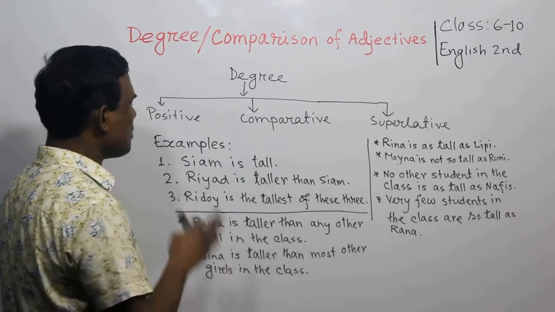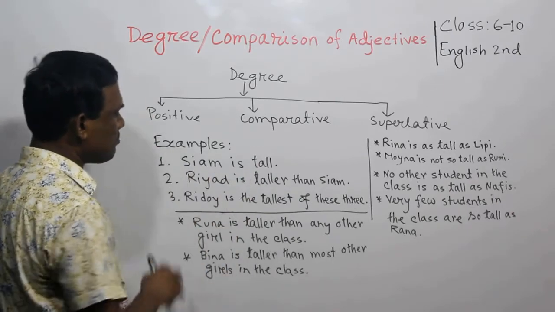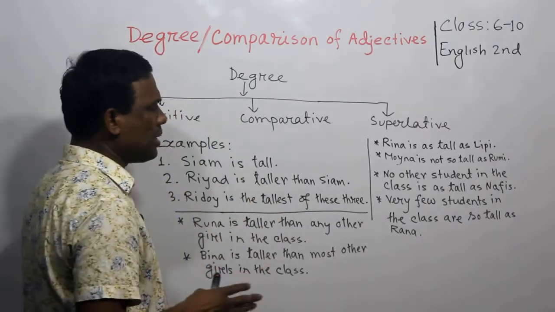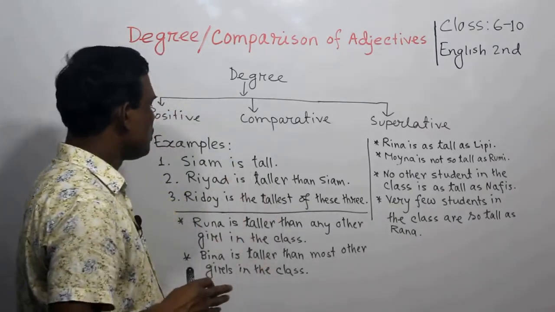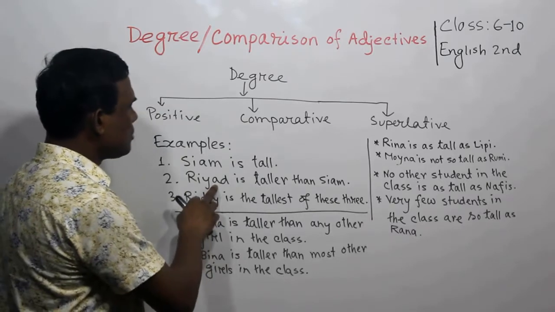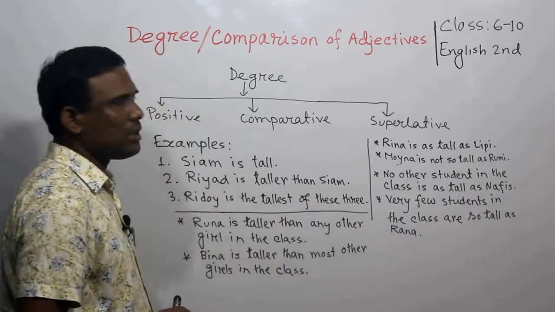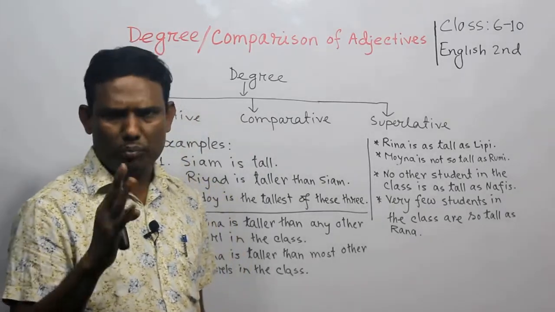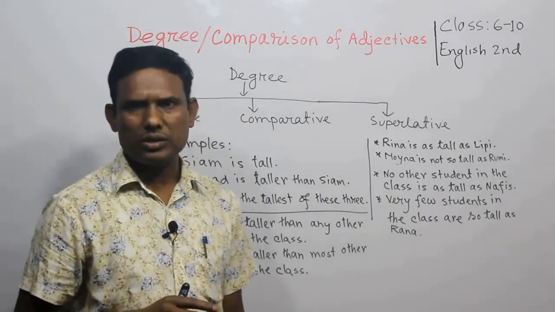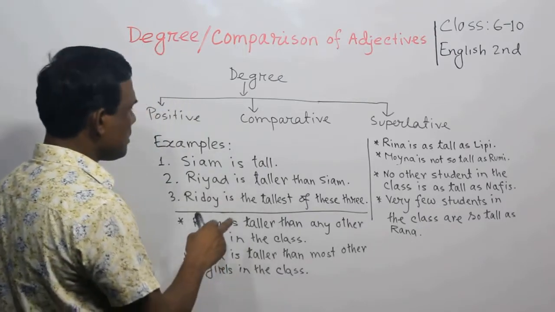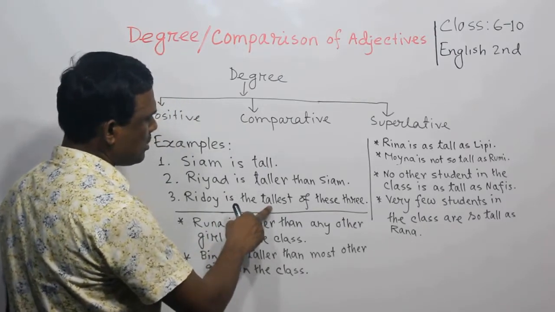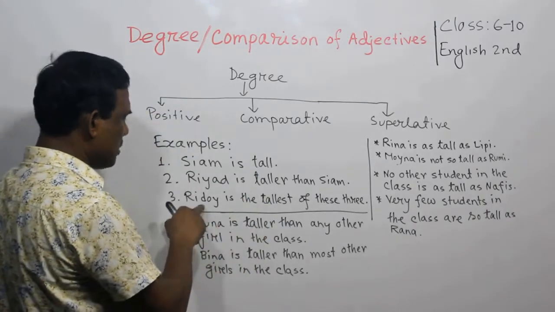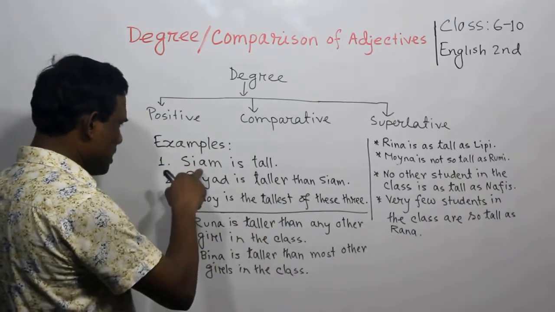It denotes the simple quality of the person Siam. The adjective taller is the comparative degree. It is used to compare Riyadh with Siam. Like this, you can use the comparative degree to compare two persons or things. The adjective tallest is the superlative degree. It is used to compare Hridoy with the other two persons Siam and Riyadh.